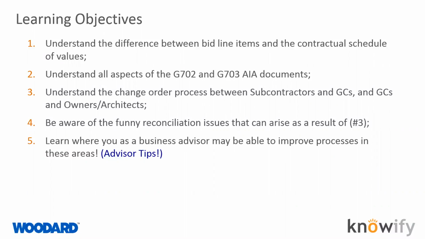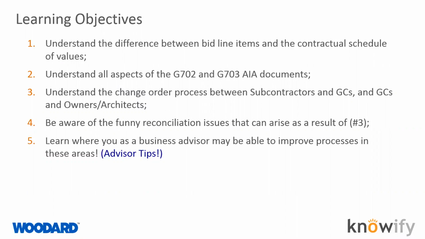All right, so today, what are we going to go over? The first thing we're going to try to do is understand what underlies this whole AIA billing process, which is actually the contractual line items and the difference between bid line items and the so-called schedule of values. There are some pretty important distinctions, and we just want to make sure that we have some of the terminology in place so that as we proceed talking about the G702 and G703, we're all using the same language.